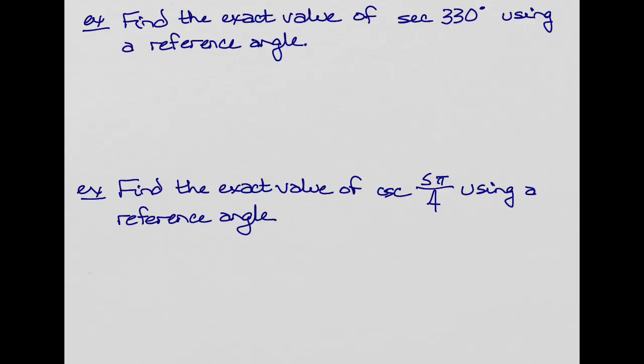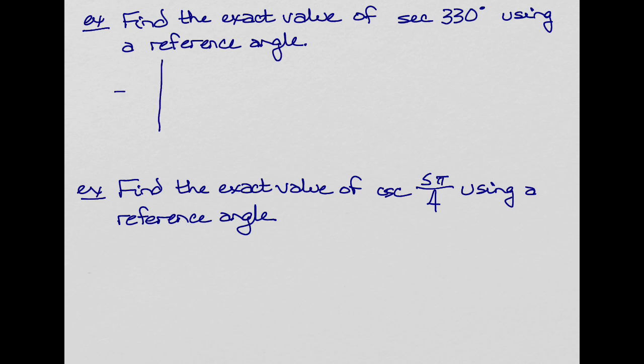When we're looking for exact values of trig functions, these are not ones that you can just punch in the calculator and see what you get and round it to a few decimal places. As soon as we start rounding, it's not an exact value anymore. It's a decimal approximation. I want exact values here, which means unit circle. So the secant of 330 degrees.